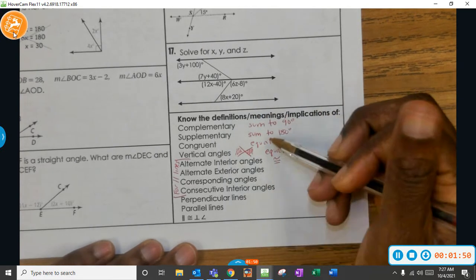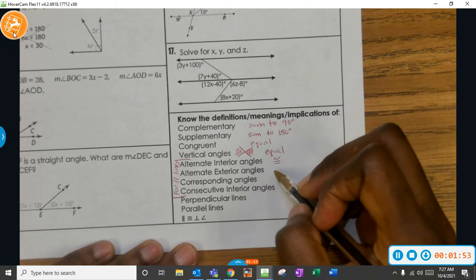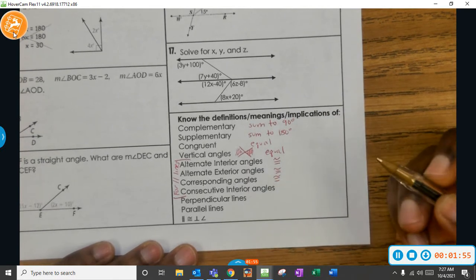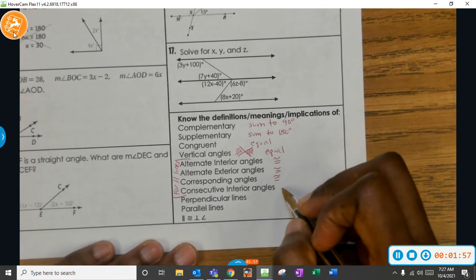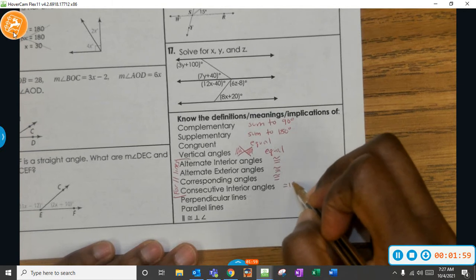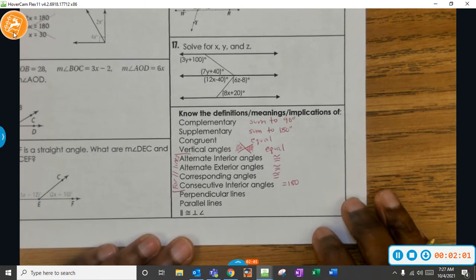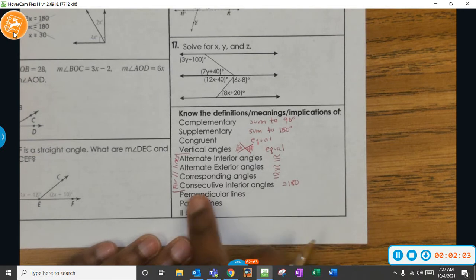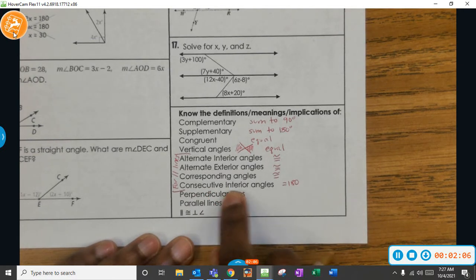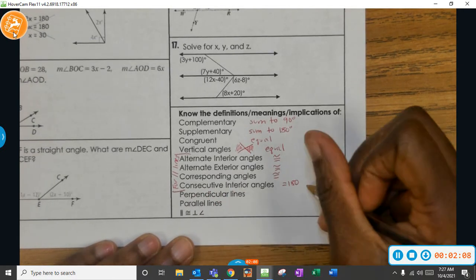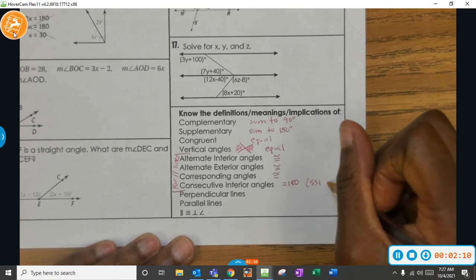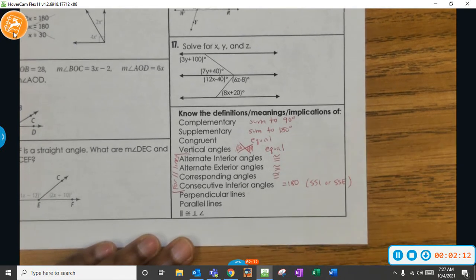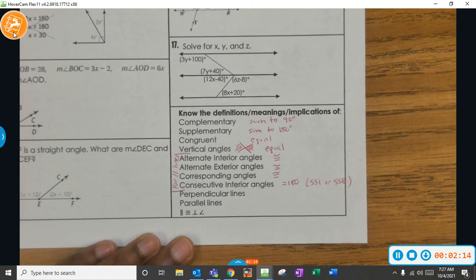We know congruent means equal, so I can just write the congruent symbol. These are congruent, and these are congruent. And then consecutive interior are supplementary, so I'll put equals 180. Consecutive exterior is also supplementary. Another name for that is same side exterior or same side interior. That's what we've been calling it. Same side interior or same side exterior are also supplementary. That's all true when the lines are parallel.